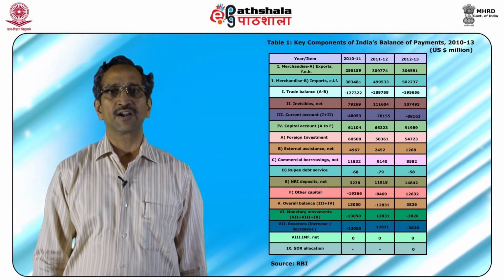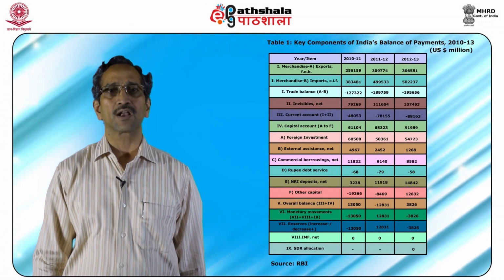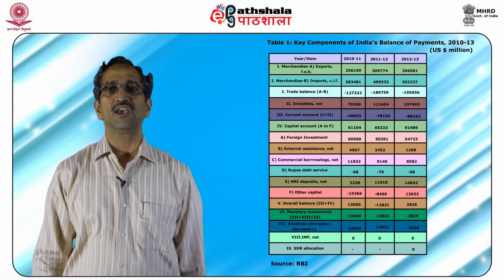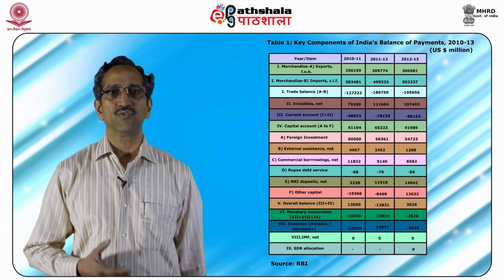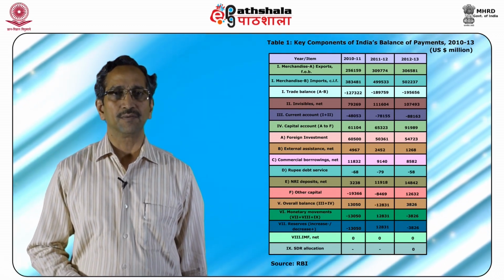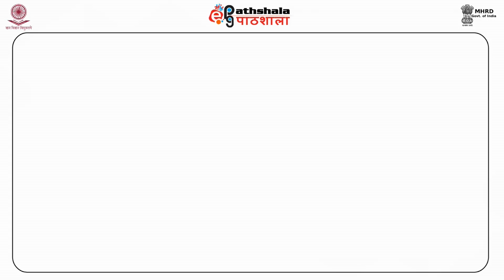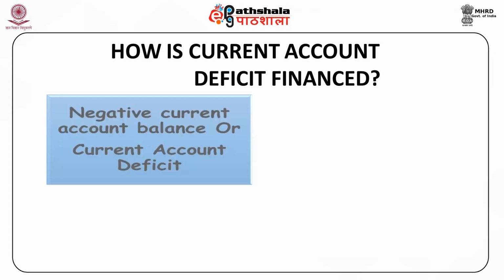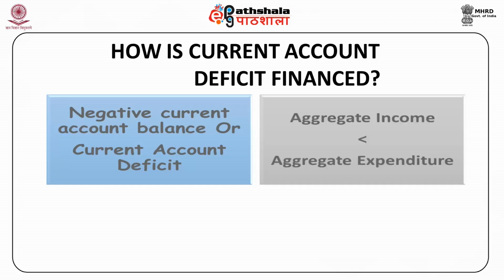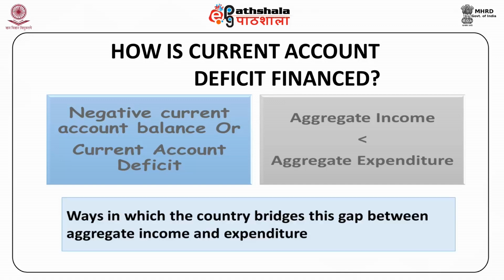Now that we have understood the working of balance of payment account, let us know the options available for a country to finance its current account deficit, which is our item 3 in the table. Another question that we need to ask is how is current account deficit financed? We have seen that a country has a negative current account balance or current account deficit when its aggregate income is less than its aggregate expenditure. The problem of financing the current account deficit essentially refers to the ways in which the country bridges this gap between aggregate income and expenditure.